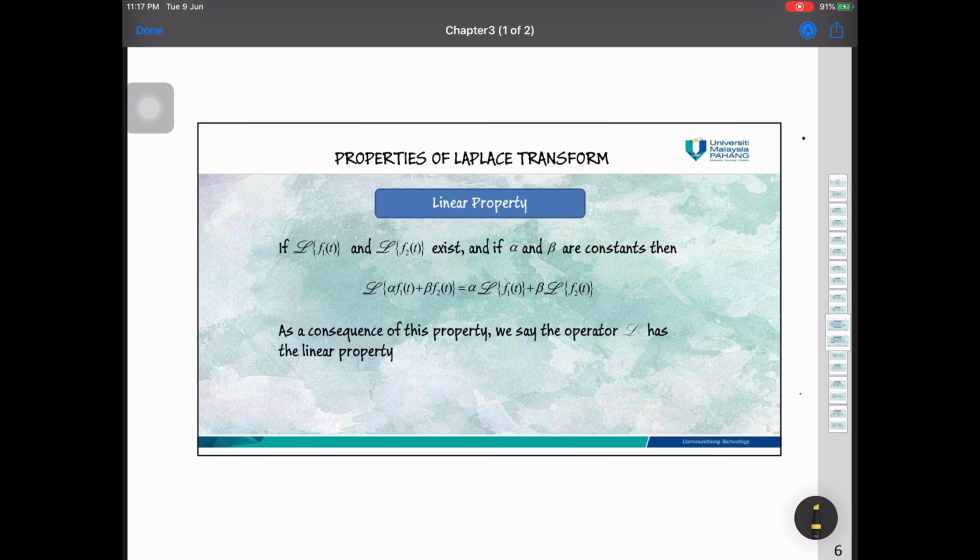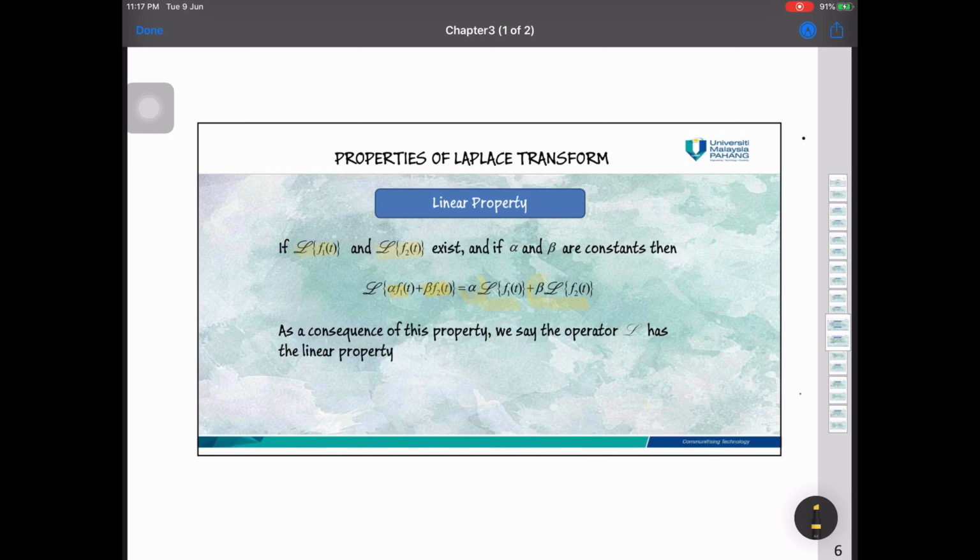We call this property the linear property. Let's look at what the linear property says. If the Laplace transformation of the first function f1 and the Laplace transformation of the second function f2 exist, meaning we have both Laplace transformations for f1 and f2, and we need to find the Laplace transformation of alpha times f1 plus beta times f2, we can actually take alpha and beta out of the Laplace transformation. So we just need to find the Laplace transformation of f1 times alpha and the Laplace transformation of f2 times beta.